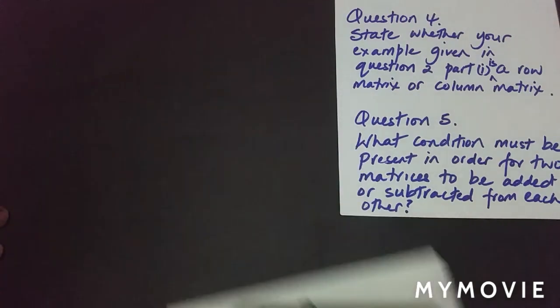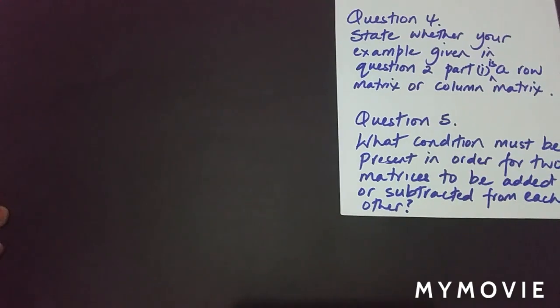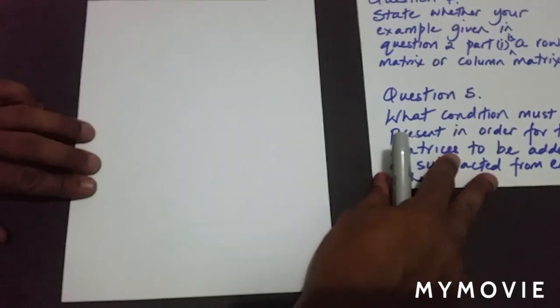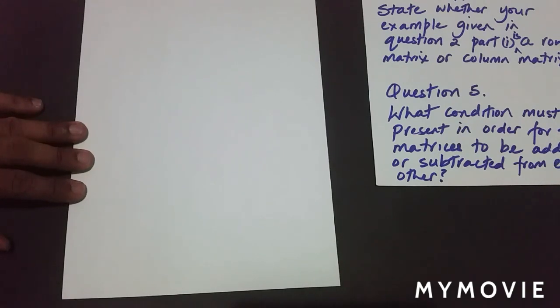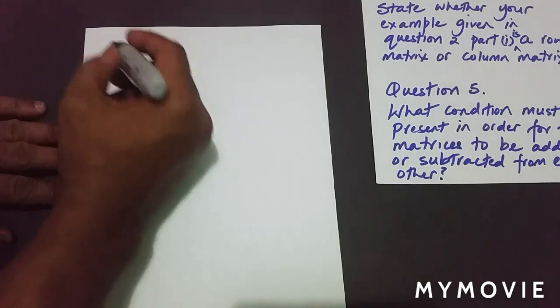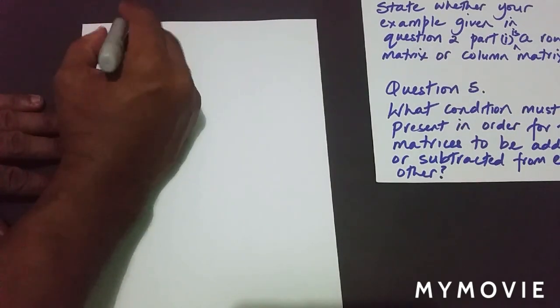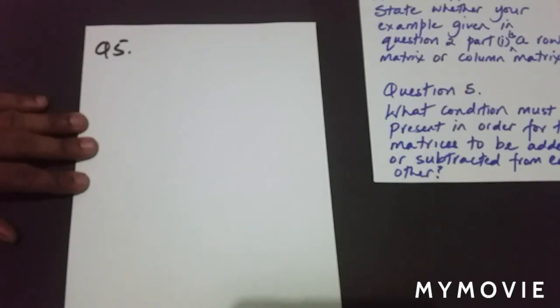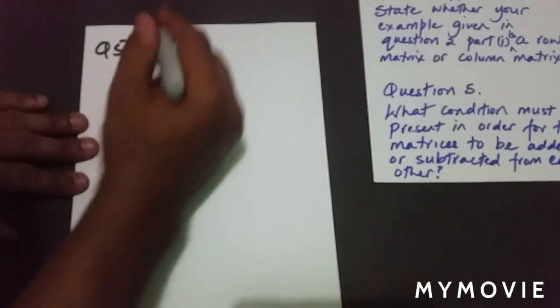Alright, so we're progressing. We're moving on to question 5. Now at the end, I'll just display the answers again so you can see it. Question 5 says, what condition must be present in order for 2 matrices to be added to or subtracted from each other? And the condition would be that both matrices must be of the same order.